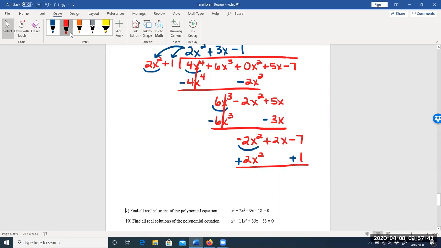So negative 2x squared plus 2x squared is 0. The 2x just drops down. I'm not adding or subtracting anything from it. Negative 7 plus a positive 1 would be a negative 6.